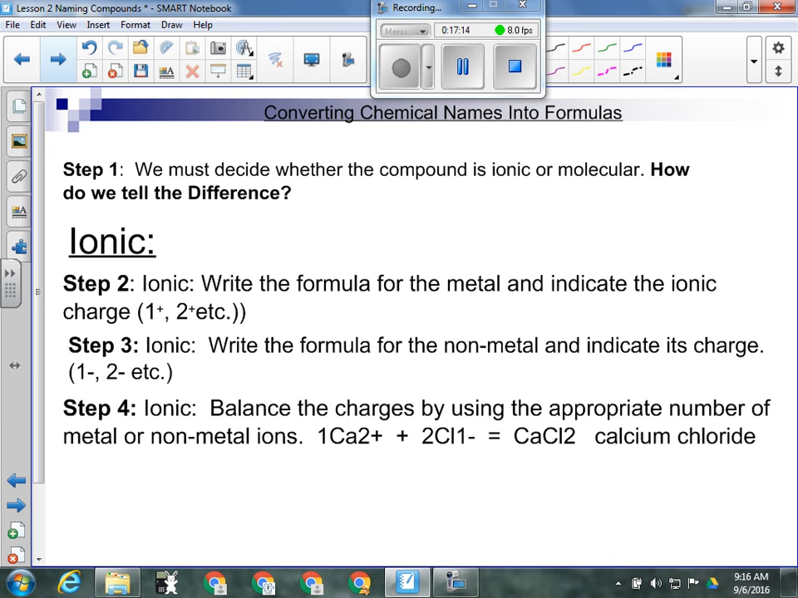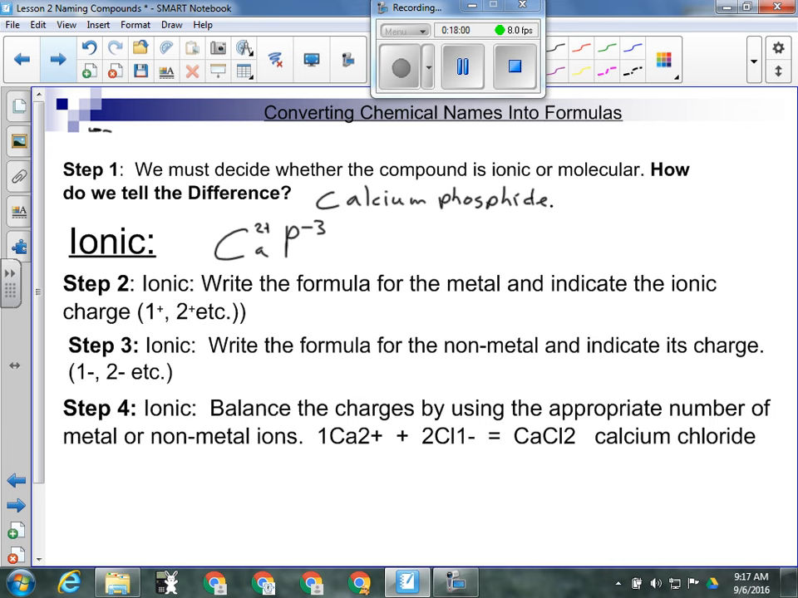Okay? So first off, we've got to decide, is it ionic or molecular? Well, it's easy to tell the difference because ionic compounds have to have what in them? Metal. Okay, so if we find that it is an ionic compound, then we write the formula for the metal and indicate its ionic charge. So let's just say that the compound we're given is written like this. Okay, calcium phosphide. It's an ionic compound because calcium's a metal, right? So I write down calcium and I write its charge 2+. And then I write down the nonmetal and its charge, phosphide, -3. Now what do I do?